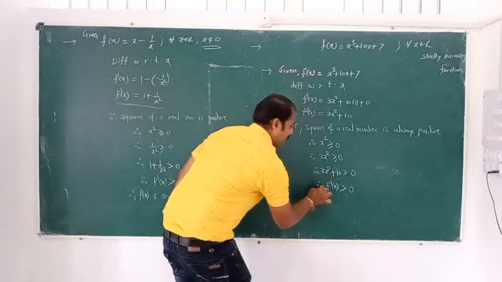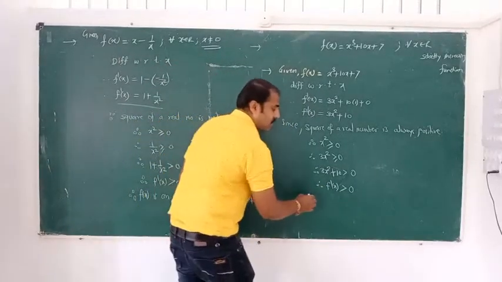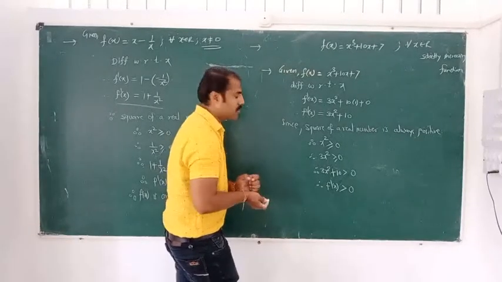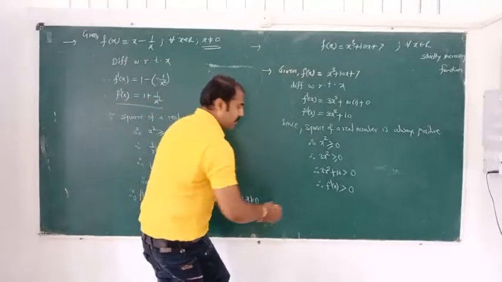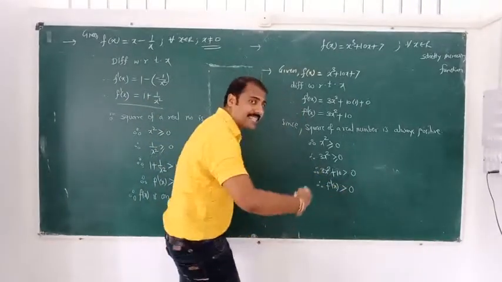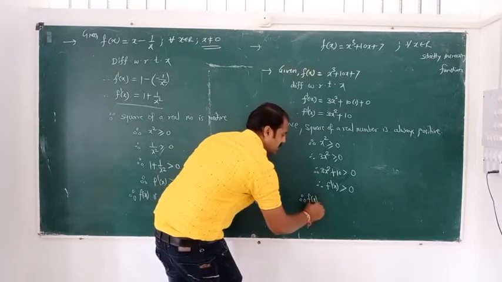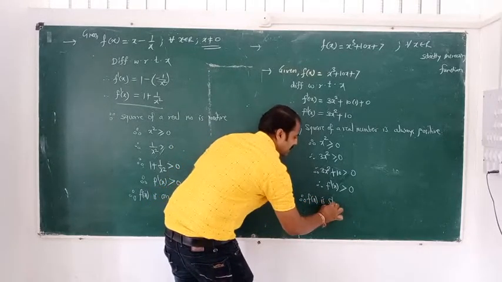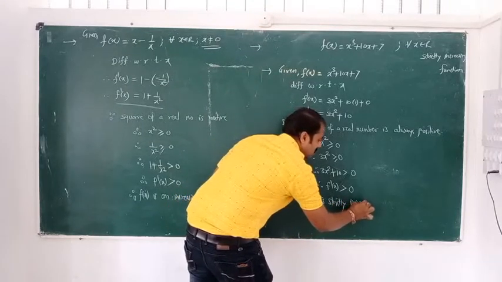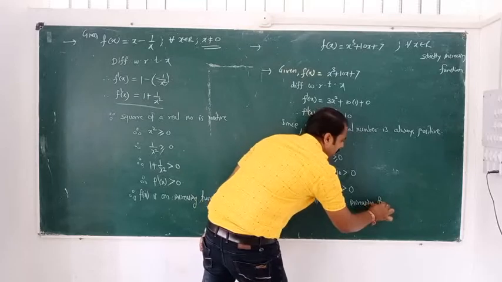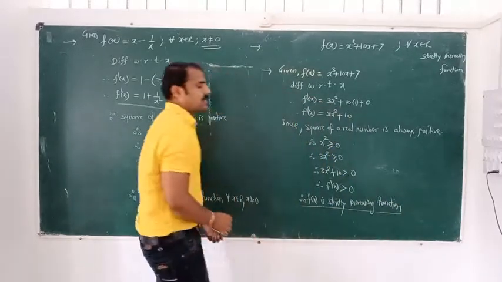So here we get f dash of x is greater than 0, it means that the derivative is positive. When derivative is positive, function is increasing function. But here derivative is strictly greater than 0. So I can say here f of x is strictly increasing function, which is what we had to show.